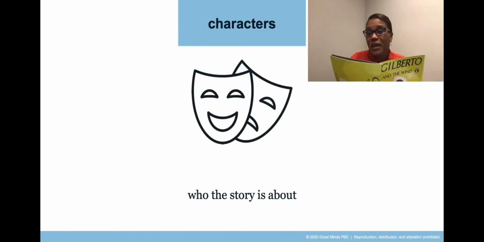I'm going to read page 1 of the text, and I want you to listen for the characters in the story. I am Gilberto, and this is the story of me and the wind. Did you listen for the characters? Share with your learning partner or share aloud a character you heard in the story. Did you hear Gilberto? I heard him as well. Gilberto is the main character in the story.